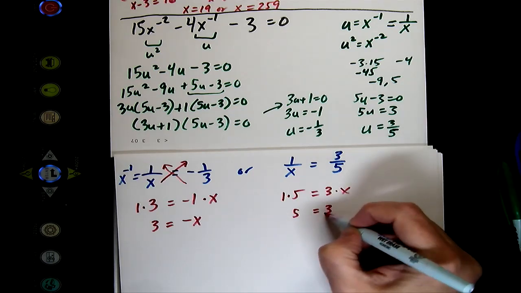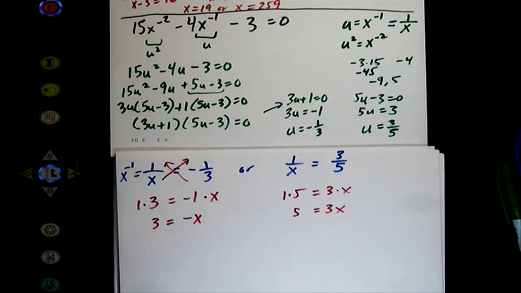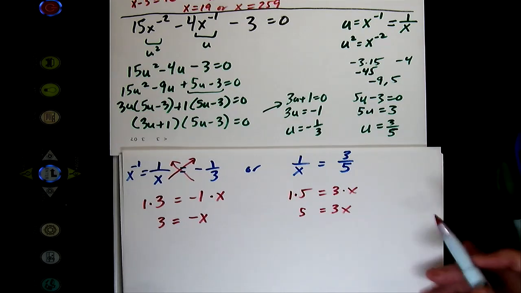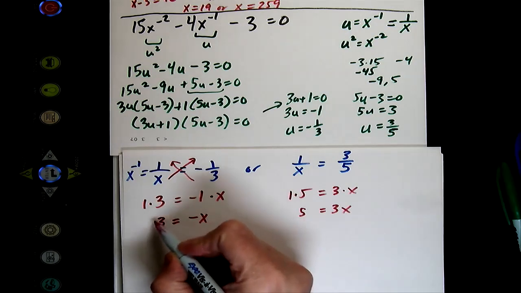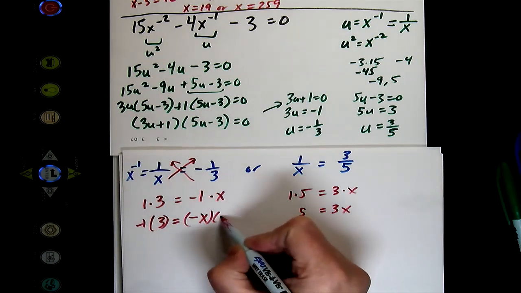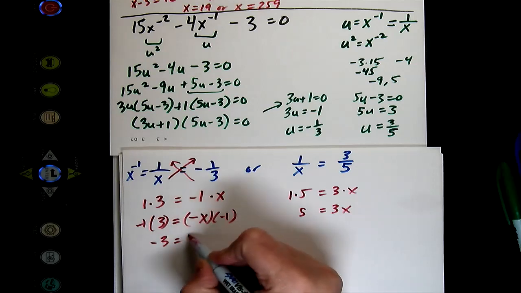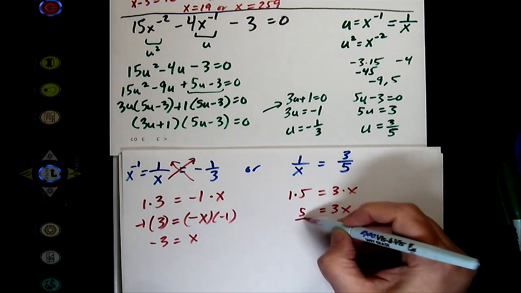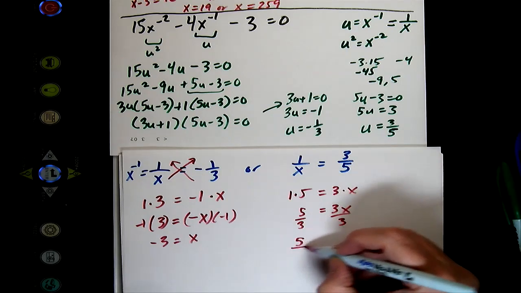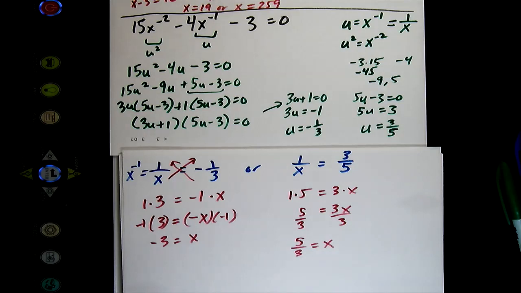Oh, I confused the x to the exponent of negative 1. I thought it was a plus. Oh. I confused it. And so we do not want negative x. We multiply both sides by negative 1, and that'll change it. And we get negative 3 equals x. Here we divide by 3, and we get 5 thirds equals x. That's the slowest way.